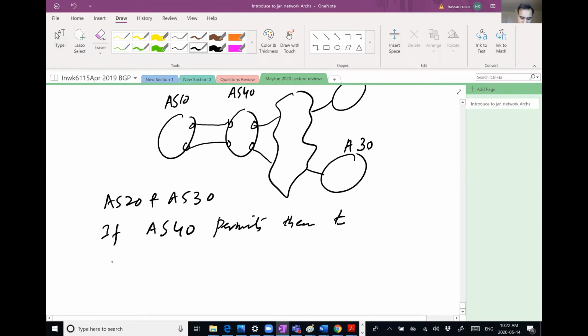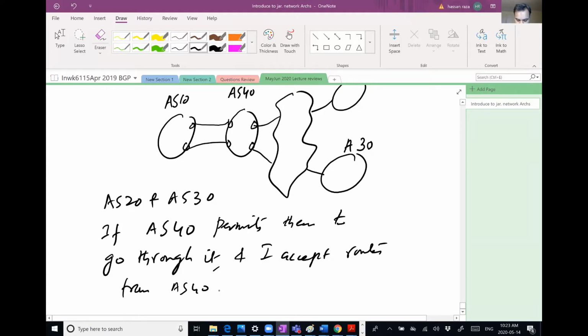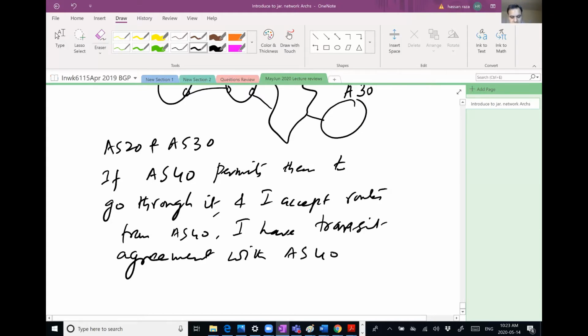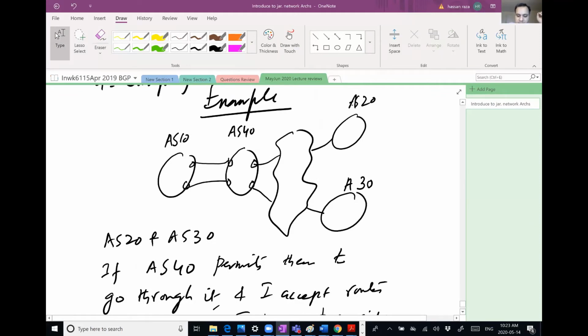Permits them to go through it. And I accept routes from AS40. And I have a transit agreement with AS40. You see now, as part of internet, I can learn routes spoken out by AS20 or AS30. So this is part of the internet.